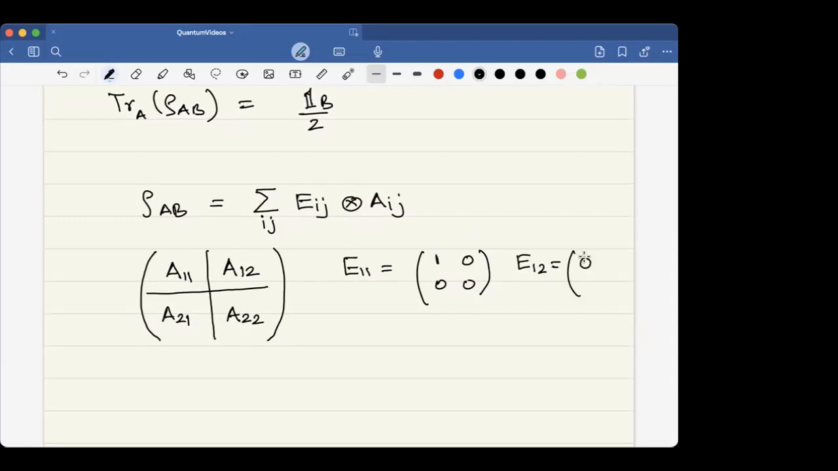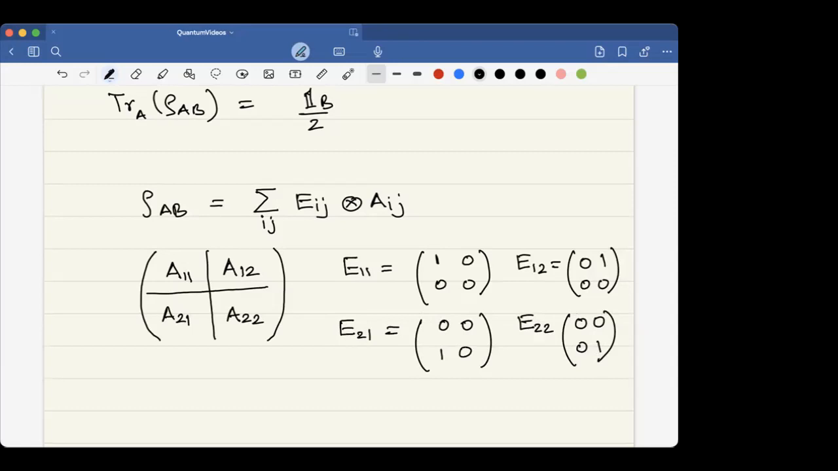E12 will be 0, 1, 0, 0, and E21 will be 0, 0, 1, 0, and E22 will be 0, 0, 0, 1. So I can always do that for a density matrix. And the Aij are not necessarily density matrices.